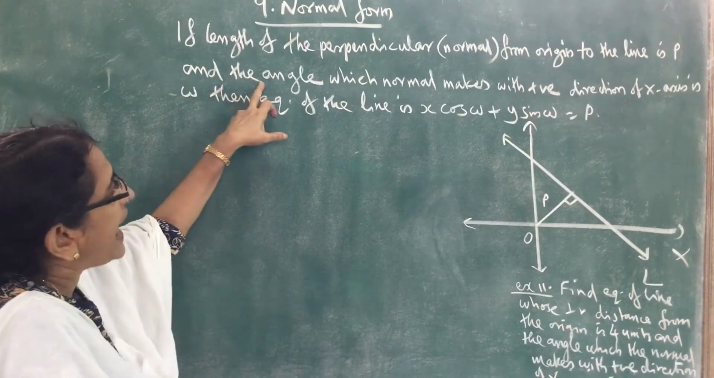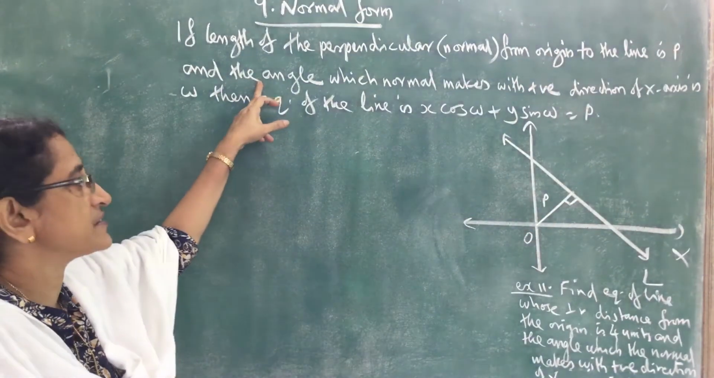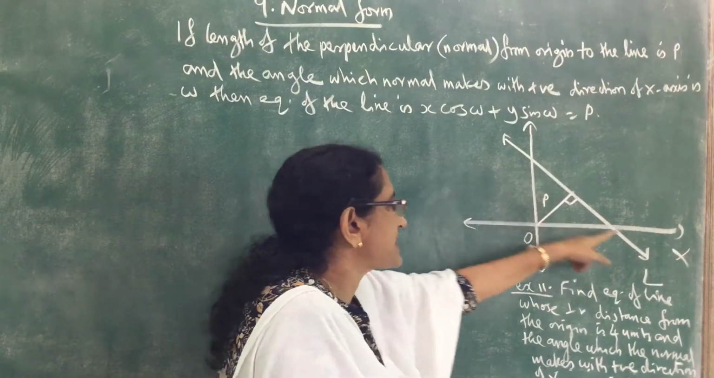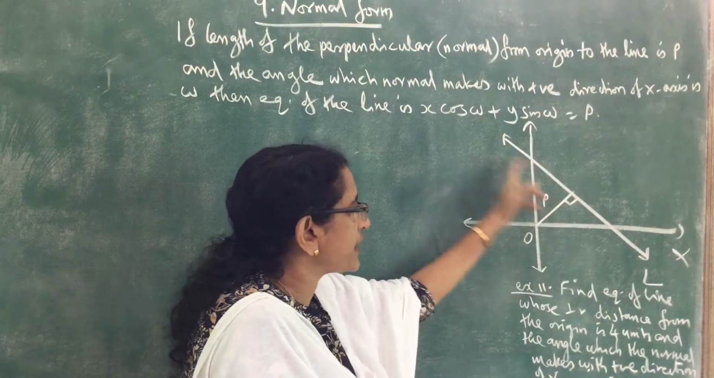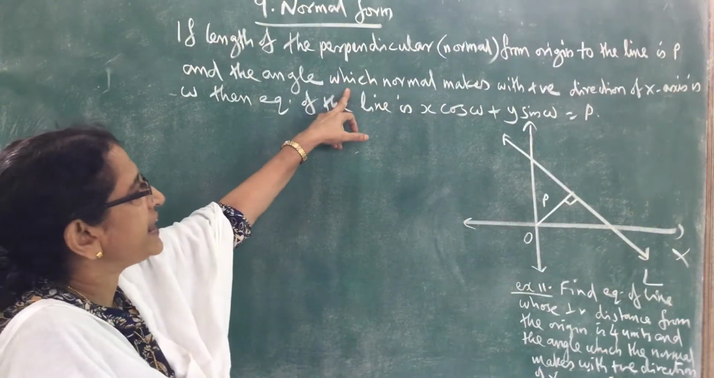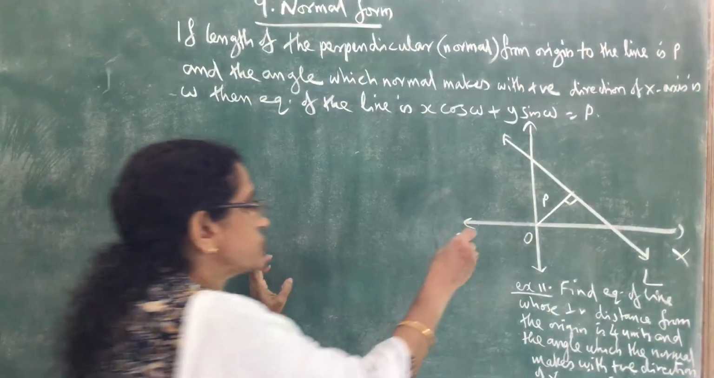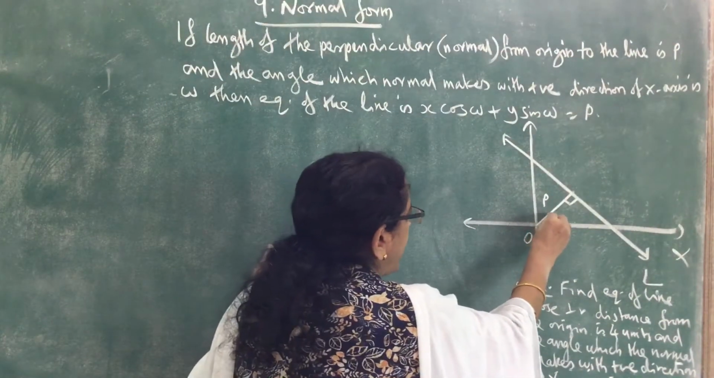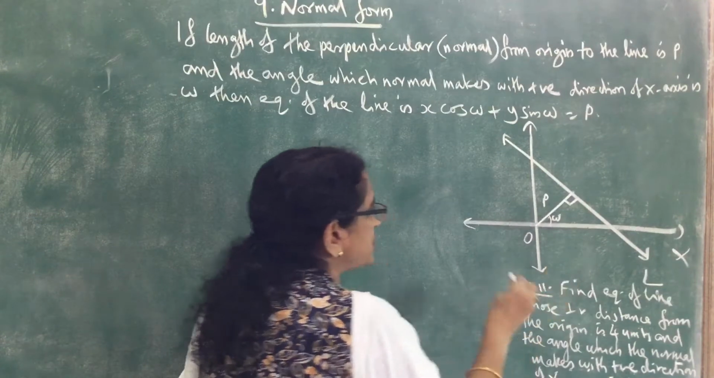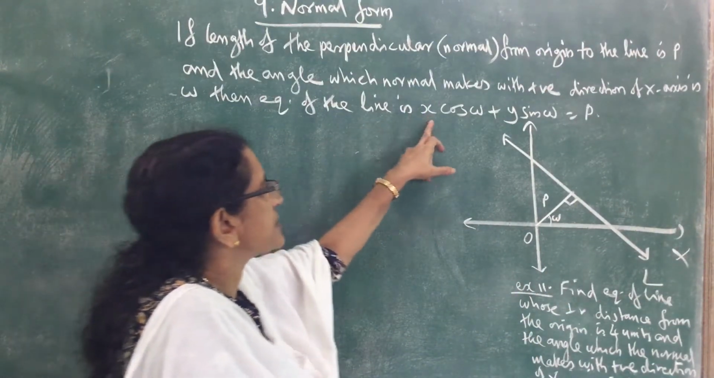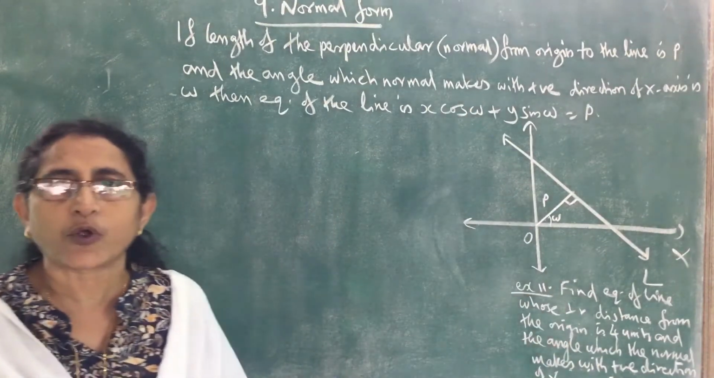And the angle which the normal makes, normal means this normal. This is the normal to the line. This is the line. This normal makes with the positive direction of x-axis angle omega. So this perpendicular makes angle omega with the positive direction of x-axis. Then the equation of the line is x cos omega plus y sin omega equal to P.